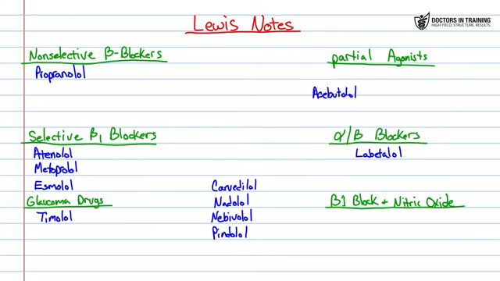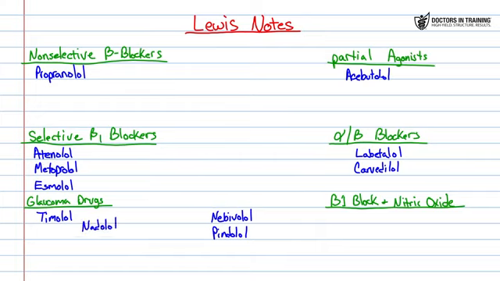Acebutolol is another one of these partial agonists. So partial agonists, sometimes they don't get used all that often, but when you do use them, you might use them in someone who already has maybe a low resting heart rate or some bradycardia issues. Carvedilol. Carvedilol is an alpha beta blocker, just like labetalol. Next, we have nadolol. Nadolol is another glaucoma drug, so we're going to use that topically.